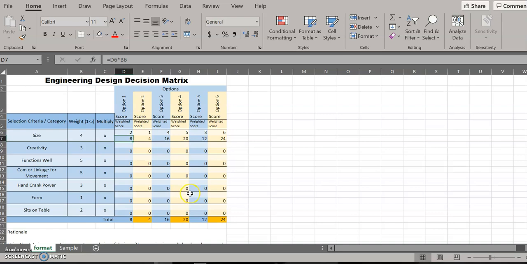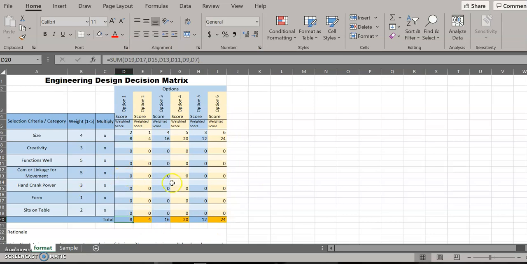The very last step in your decision matrix is you're going to take all these weighted scores for each column and you're going to add them together. So you're going to add these cells here, which are the weighted ones. Do not add the scores, add the weighted scores only, and that'll give you your total here. And the option that has the highest total is your winner, okay?